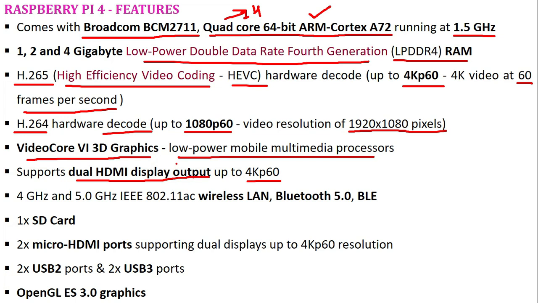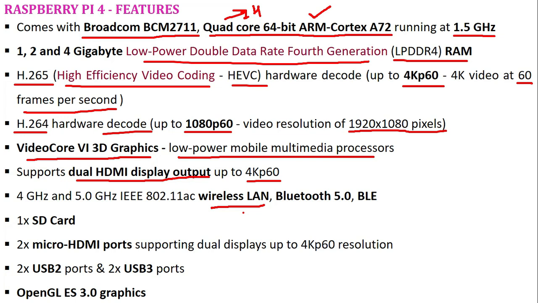Then we have connectivity using wireless LAN IEEE 802.11 AC. A wireless local area network can be established, and this local area network can be connected using either a 2.4 GHz frequency or 5 GHz frequency.